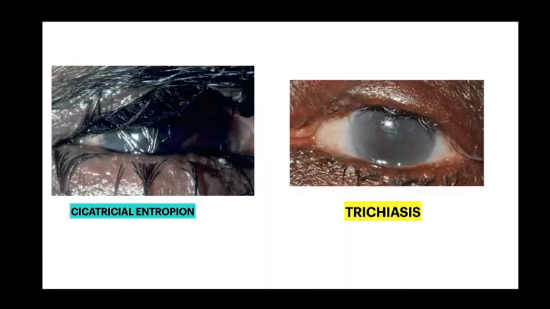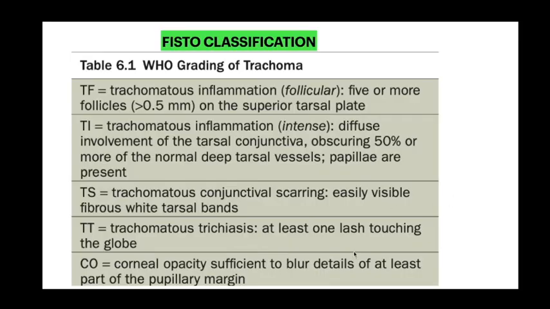Next, trachomatous trichiasis, that is the inward turning of the eyelashes. At least one lash touching the globe, as I said, is called trachomatous trichiasis. Then finally, it will lead to opacity. It is not the complete corneal opacity that we are calling corneal opacity here. It is sufficient to blur details of at least a part of the pupillary margin. That is enough to call it a corneal opacity.